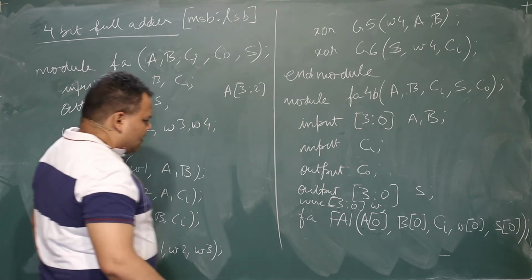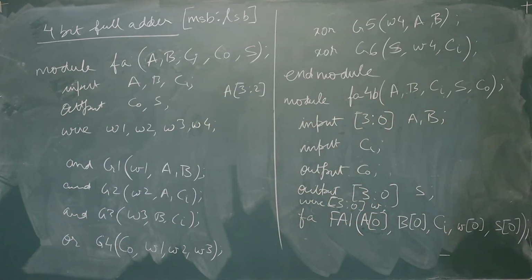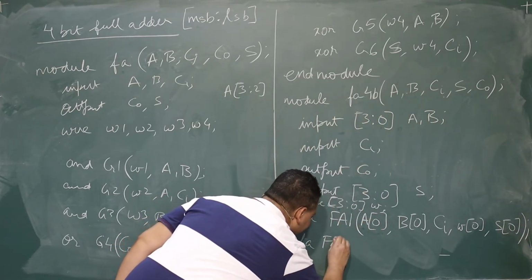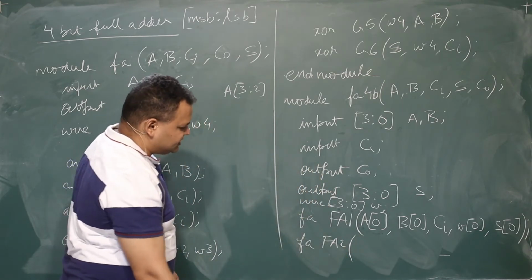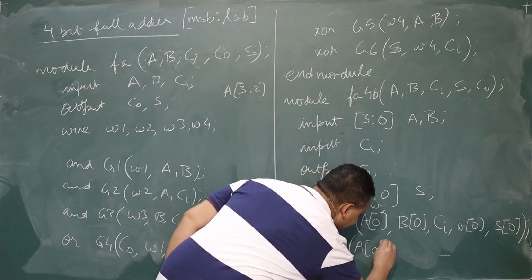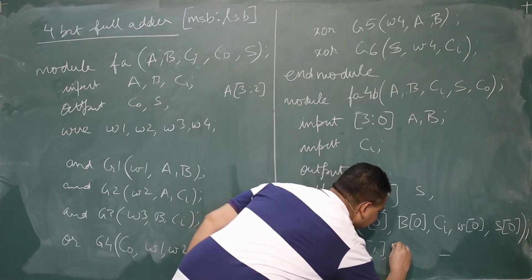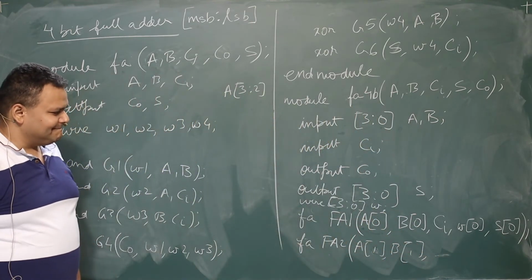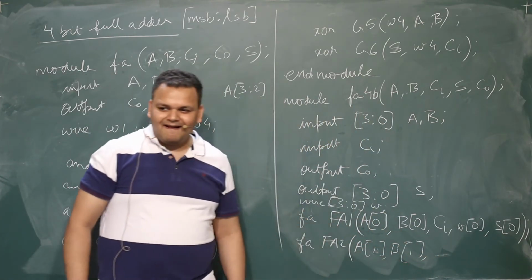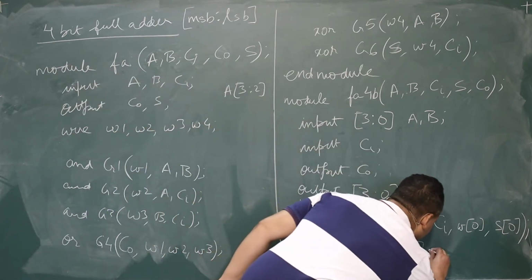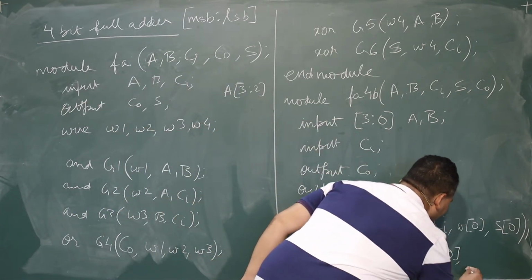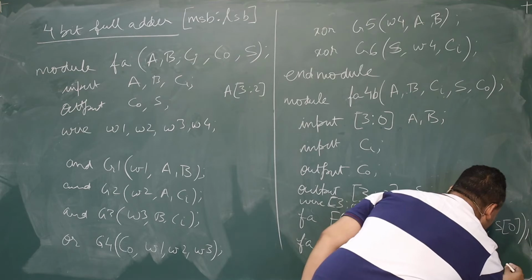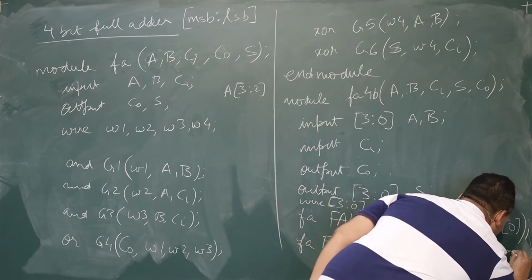Anyway, so that is FA1. Similarly, you'll define another, FA2. What will be the inputs? Your inputs are going to be A1, B1, and CI. In this case, what is CI going to be? It will be W0. And similarly W1 and S1.